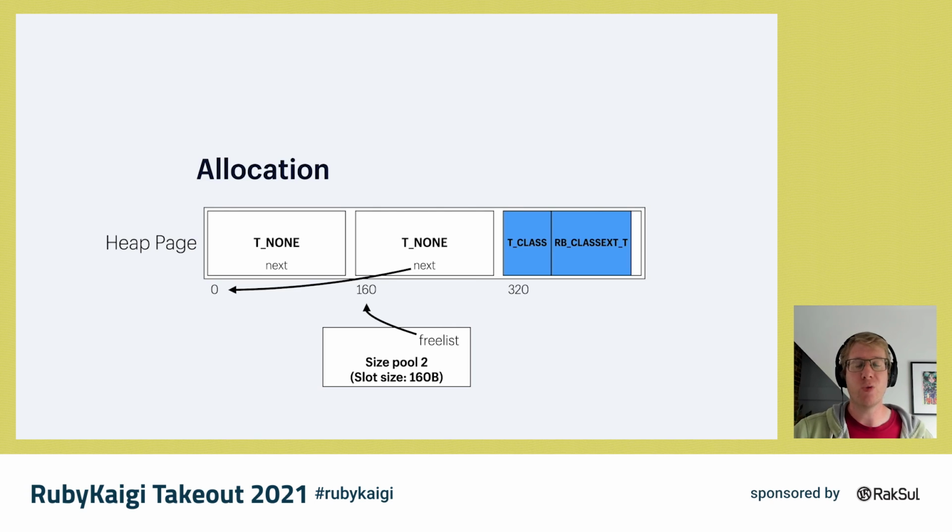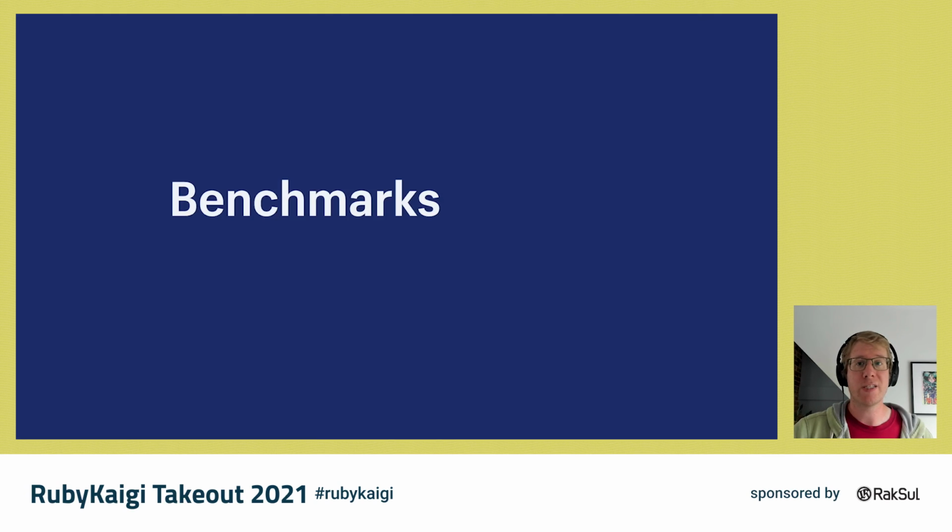In this case, we do waste about 16 bytes at the end of the slot, because we only used 144 bytes, and the slot size in the pool we allocated into is 160 bytes wide. But Peter's going to tell you about some benchmarking that we've done of runtime and memory performance, and what impact all of this actually has.